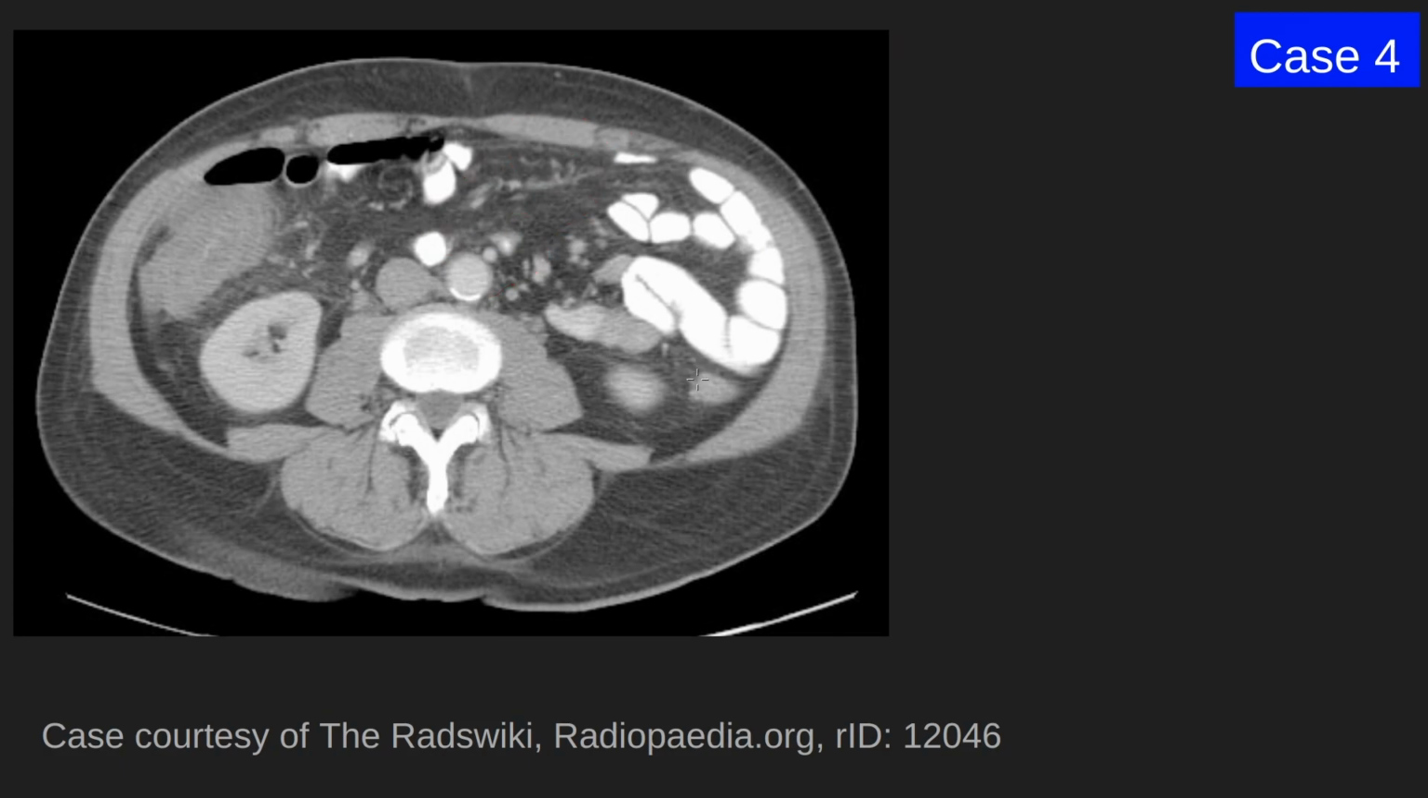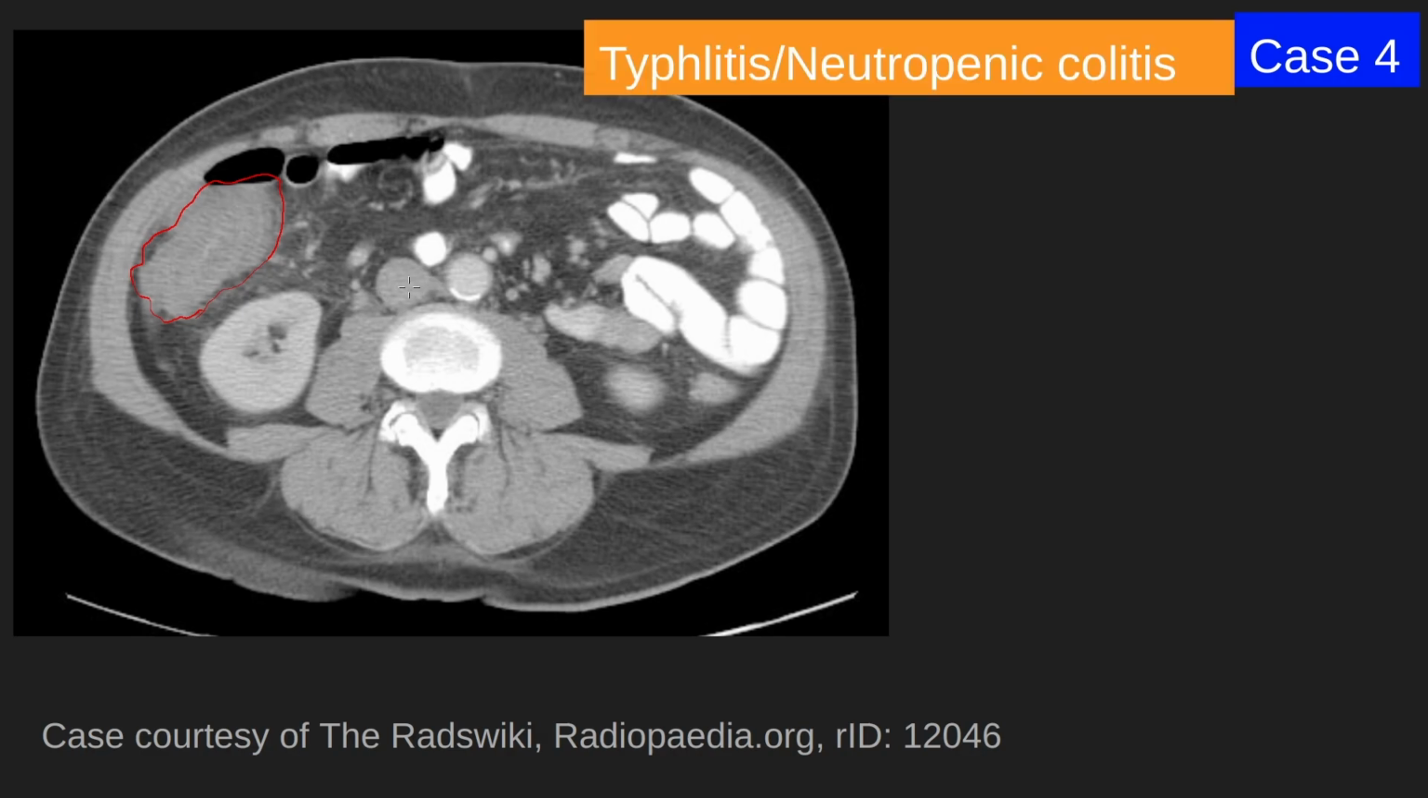Moving on, case number 4. Our fourth case involves a patient who has right lower quadrant pain, and a CT is performed. The CT shows this diffuse edematous wall thickening of the large bowel, the cecum essentially at that level. This is a typical finding of typhlitis or neutropenic colitis. Various factors contribute to this condition, including ischemia, infection, and neoplastic infiltration.